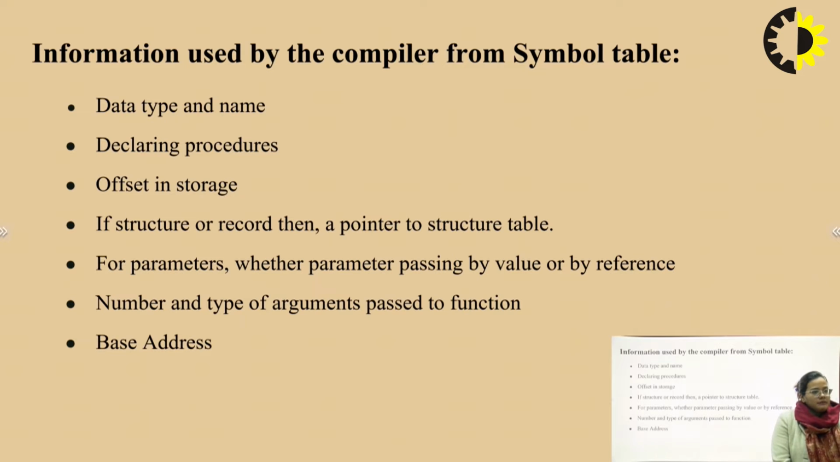Now, the information used by the compiler for the symbol table: data types and names, declaring procedure, offset and storage. If it is a structure or record, then a pointer to the structure table. For a parameter, whether it is passed by value or by reference. The number and type of arguments passed to a function, and last is the base address.